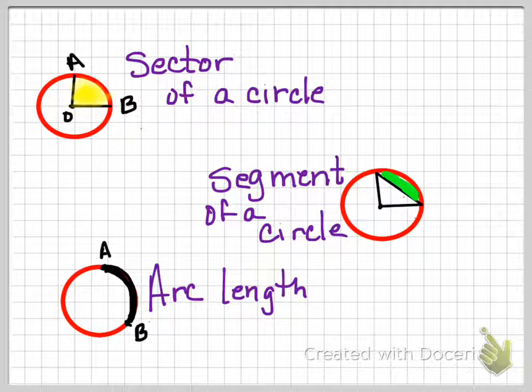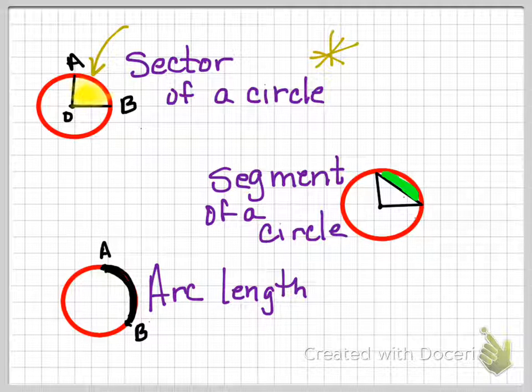Hi everybody. Today we're going to take a look at some more pieces of a circle. The first piece that we're going to take a look at is sectors of a circle. The sector of the circle is this pie-shaped piece right here. We call that a sector. It is a fraction of the circle, so we're going to be using fractions of 360 to be finding the area of these sectors.